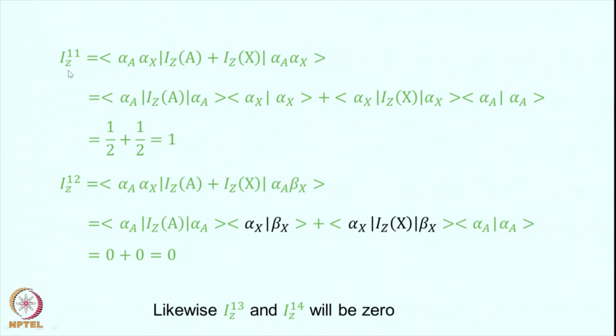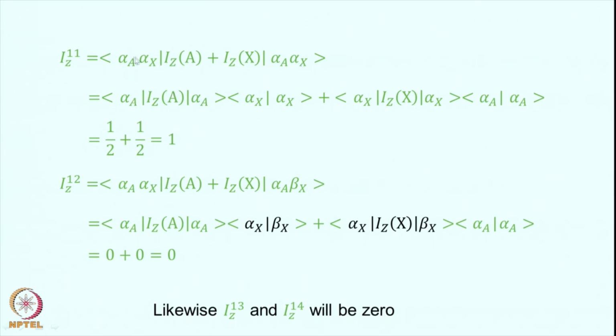So let us calculate Iz11. Iz11 is the one state, alpha A, alpha X. So in the bra here I have the alpha A, alpha X, and the Iz operator here is IzA plus IzX, and the ket again is the one state, alpha A, alpha X. Notice each of these operators operates only on its own spin state and it does not operate on the other spin state. For example, IzA will operate only on the alpha A, it will not operate on alpha X. So if I am calculating the matrix element with respect to IzA, I can take out the alpha X state. So this is what we shall do.